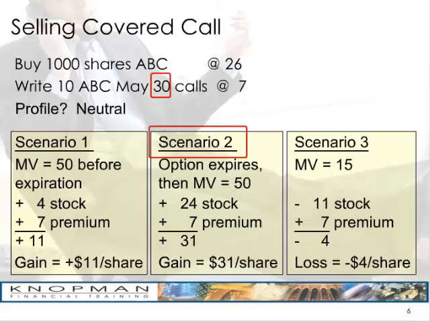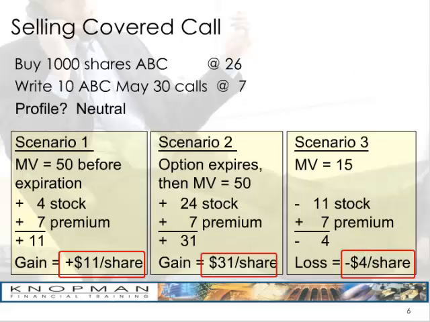And if you think about it, we didn't get in a lot of trouble with this position. None of these scenarios is that bad. In the first one, we made money. The second one, we made more money. And the third one, we lost, but we didn't lose as much as we would have if we didn't have the option. Because without the option, we would have lost $11 a share. So selling covered calls is a fairly conservative strategy. You can do it in almost all options accounts because it's fairly conservative. You're not going to get in a lot of trouble by selling covered calls.